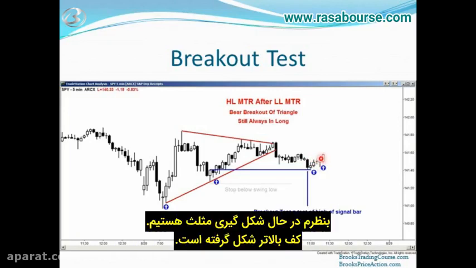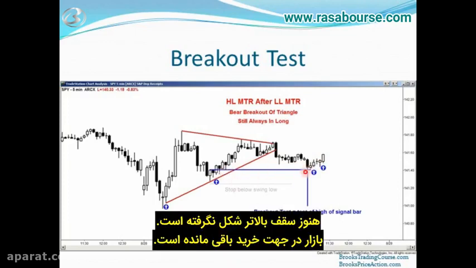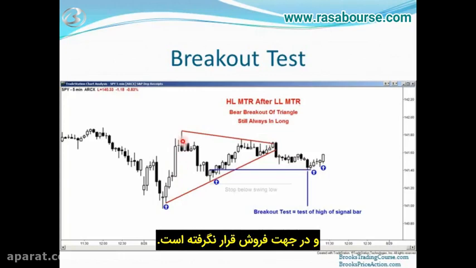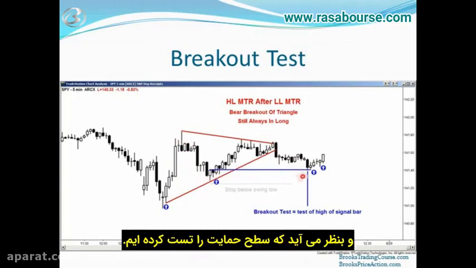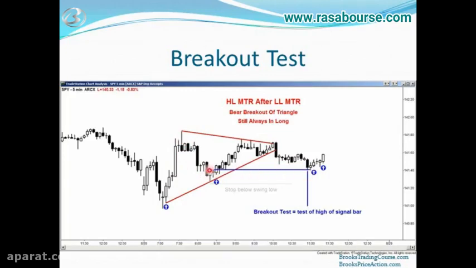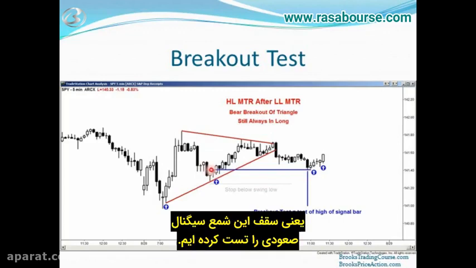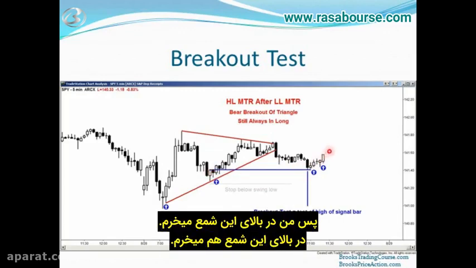It looks to me like we're forming a triangle. We're forming higher lows, not yet higher highs. The market stayed always in long. We never went short, and it looks like we're testing a support level, the high of this very strong bull reversal bar, and we're turning up. So I would buy above this bar.